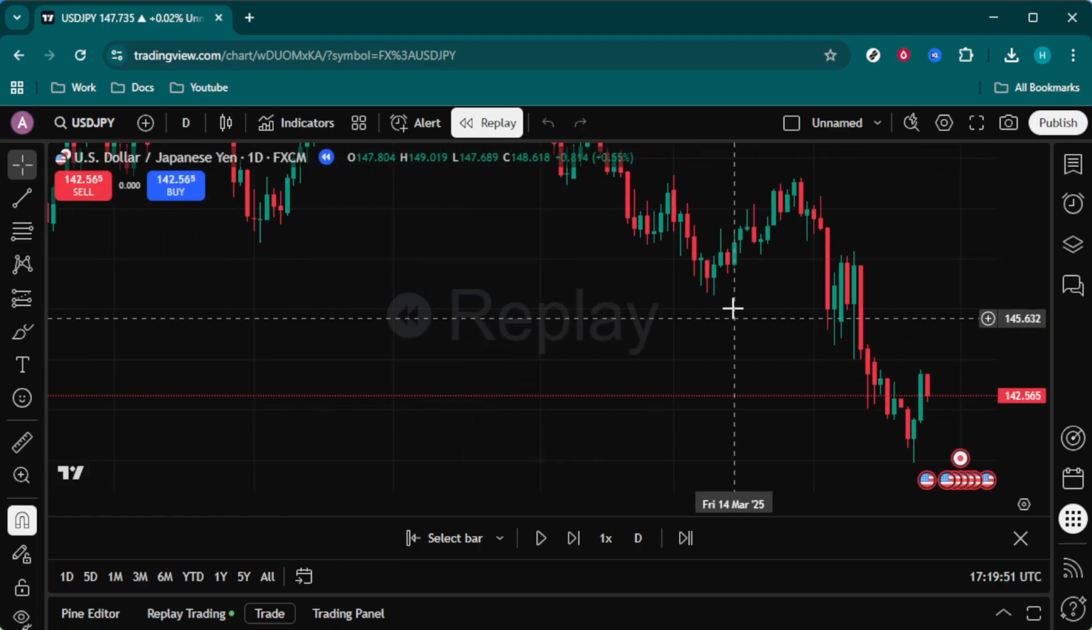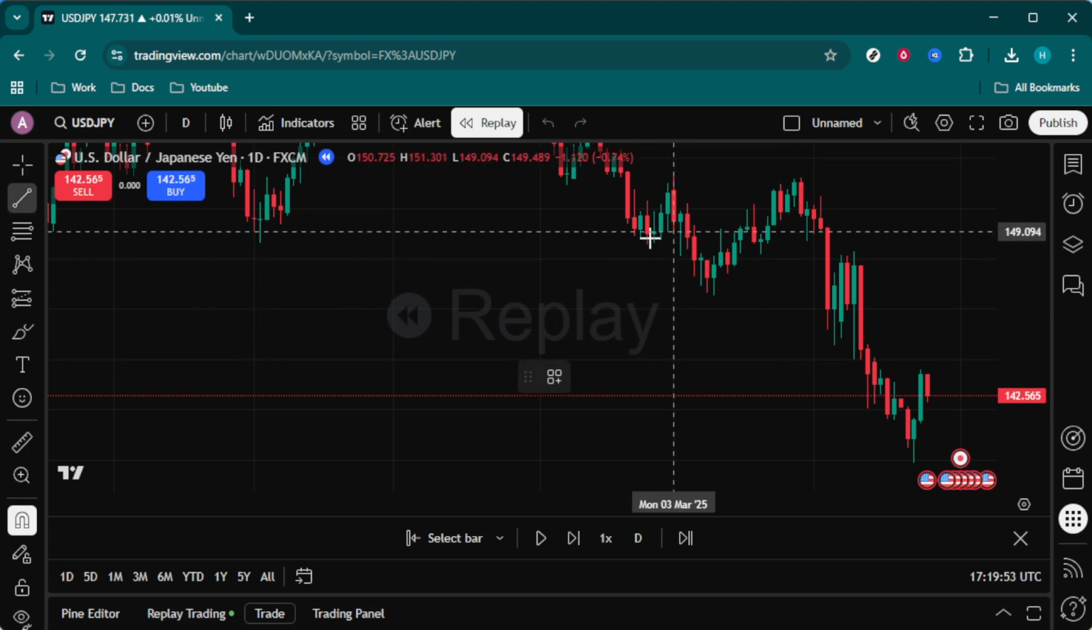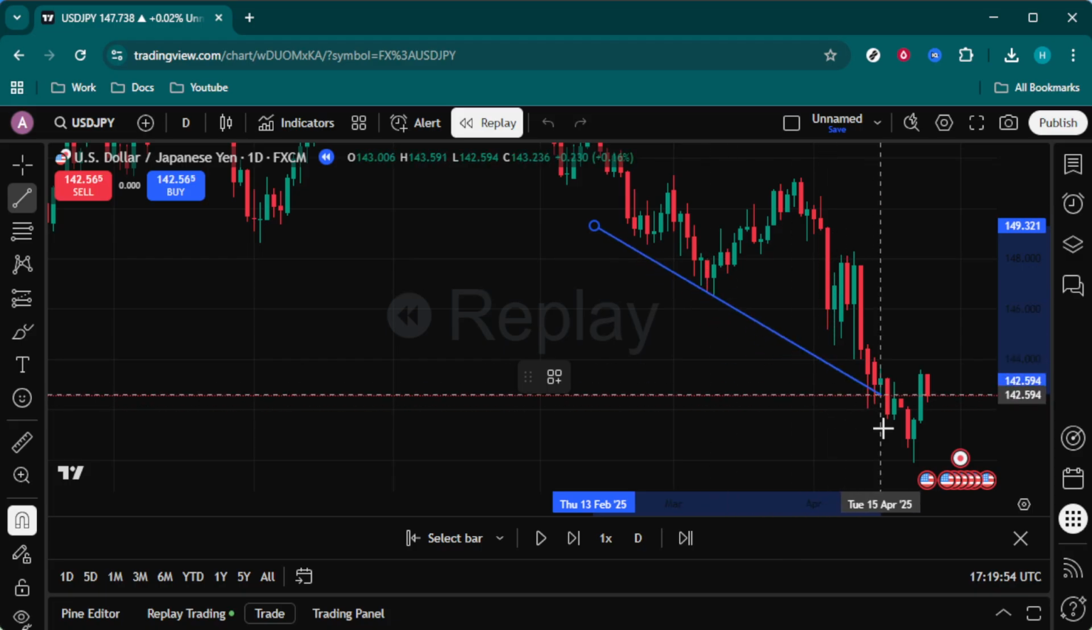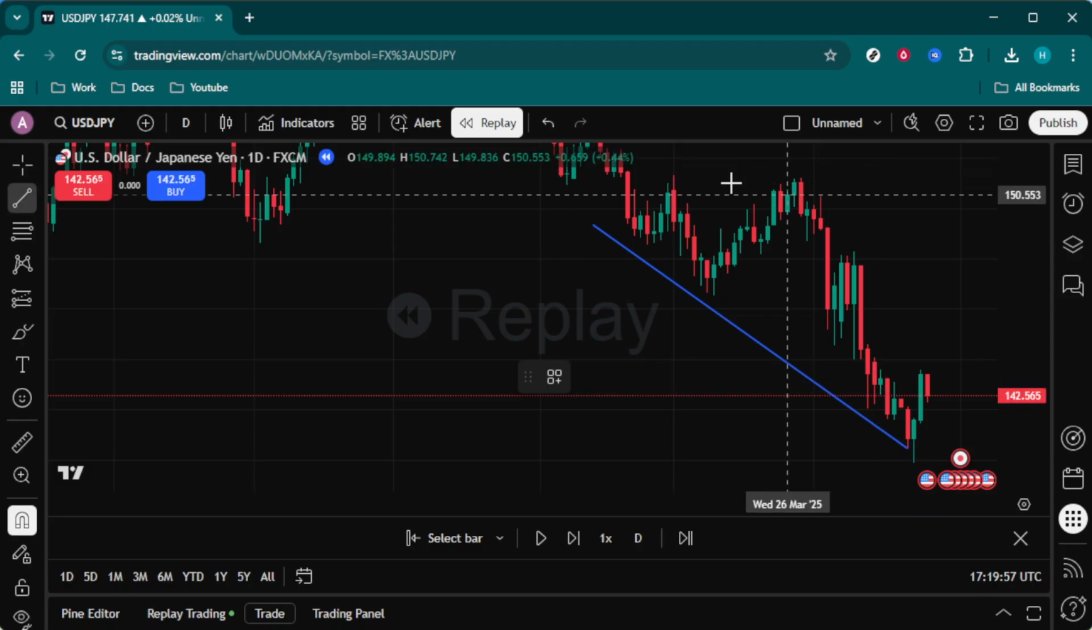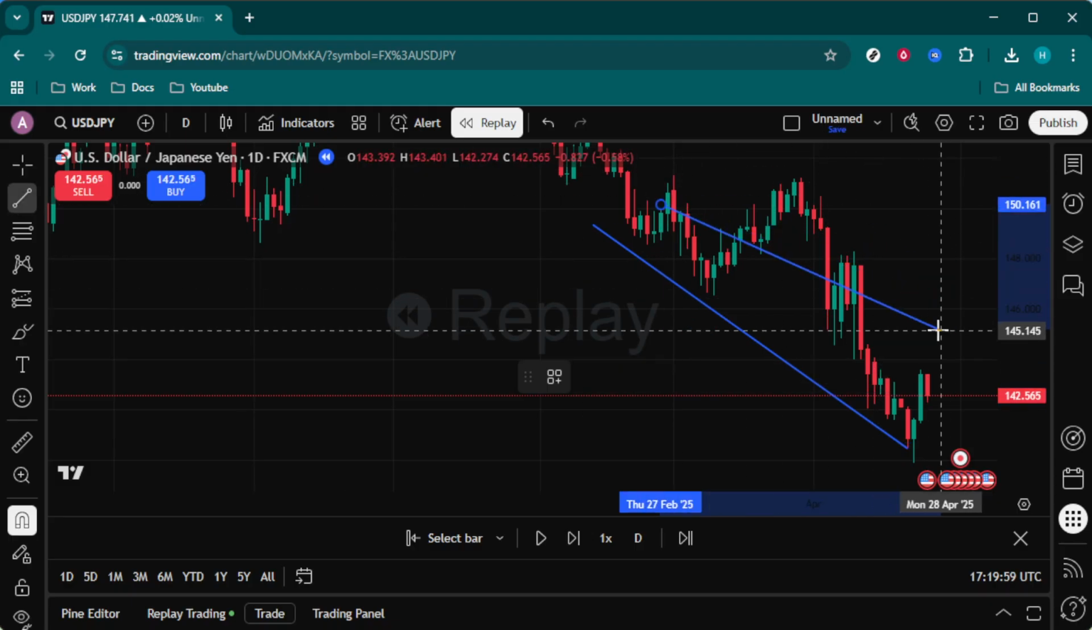Finally, make use of tools like drawing lines or Fibonacci retracements directly on your chart. These functionalities allow for a deeper technical analysis and can be crucial for identifying potential support and resistance levels or predicting future price movements. And there you have it, a quick yet thorough guide to getting started with TradingView.